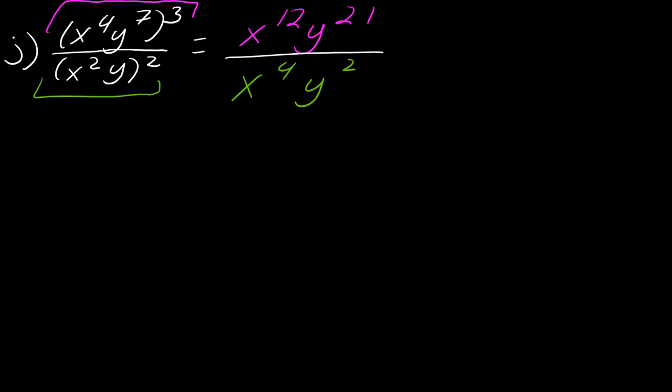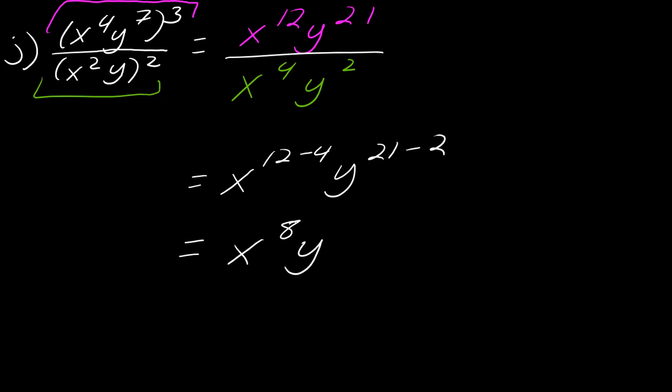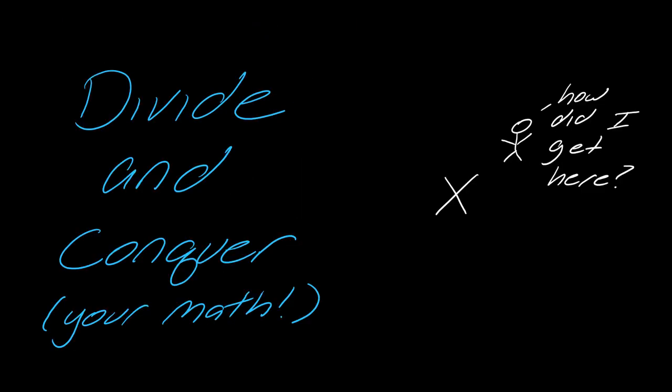So here's where I'm at now. Now that I've done that, I can use the quotient rule. So I can finish this by taking the 12 minus 4, and then the 21 minus 2. So my final answer here is x to the 8th and y to the 19th, and that's it. So that covers it for all of those examples.